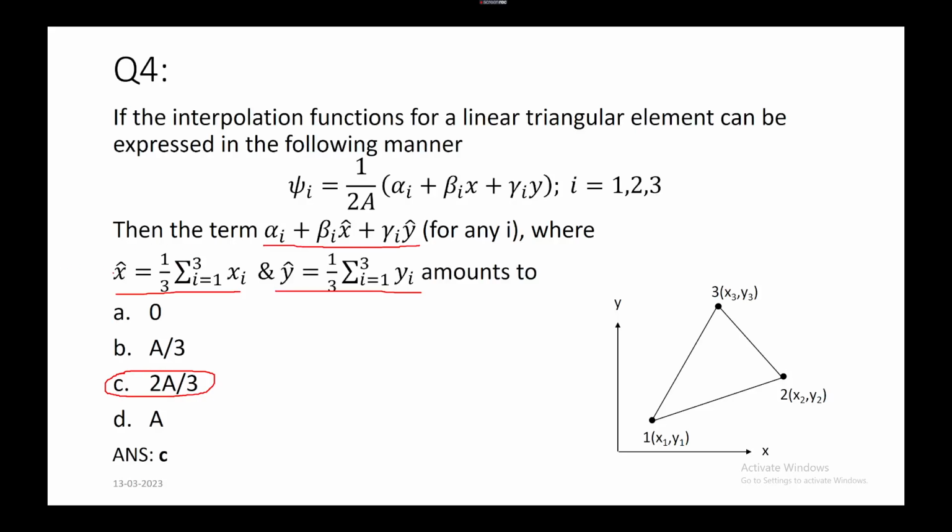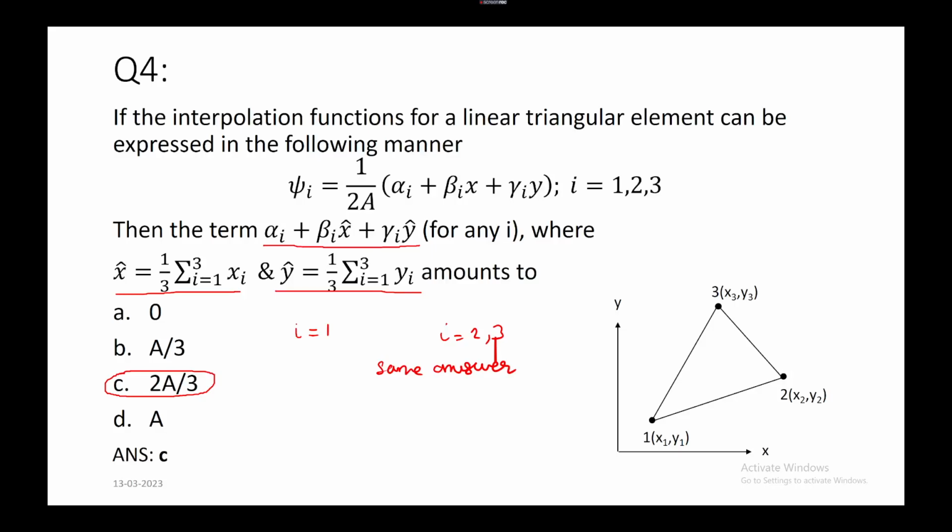I have tried for i equal to 1. If you try for i equal to 2 and i equal to 3, you will see that you will get the same answer. So maybe I will leave it for you to try, or we will leave it. For i equal to 1 we checked it is 2A by 3. If you check for any i, it will be equal to the same value. So that is one of the properties of these shape functions.